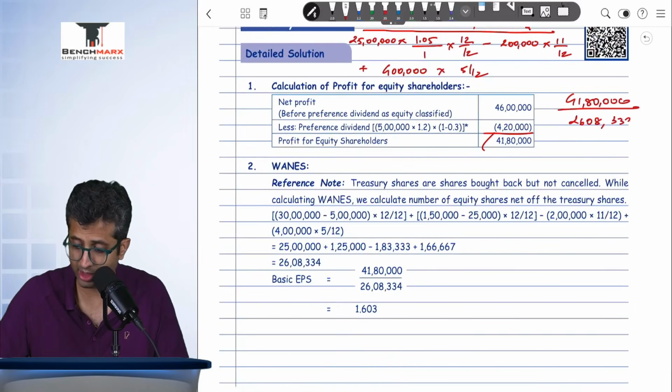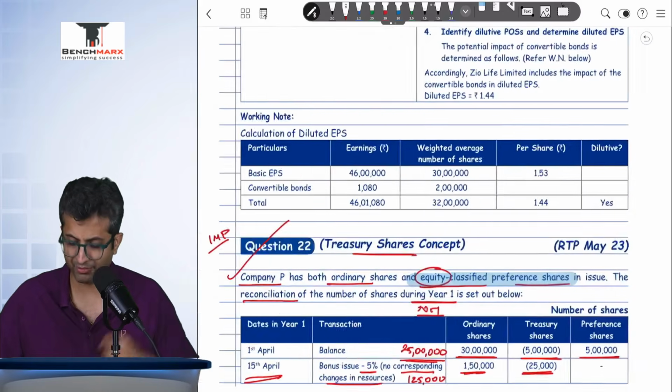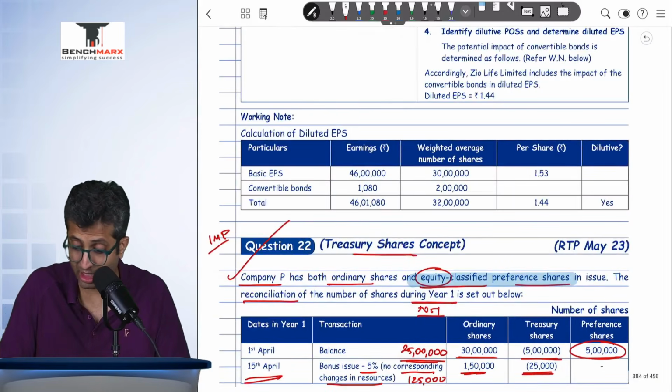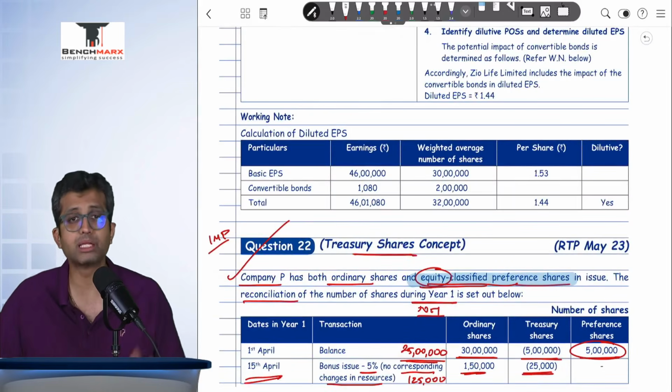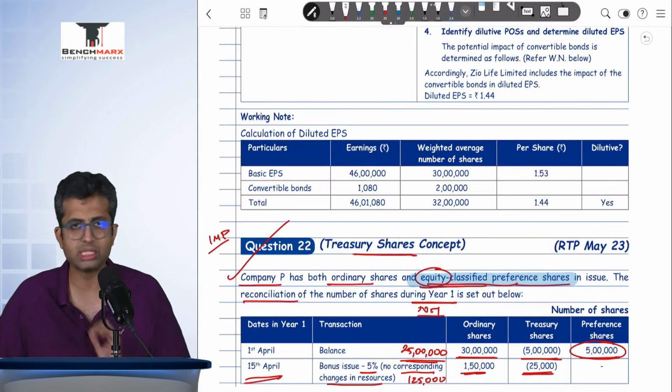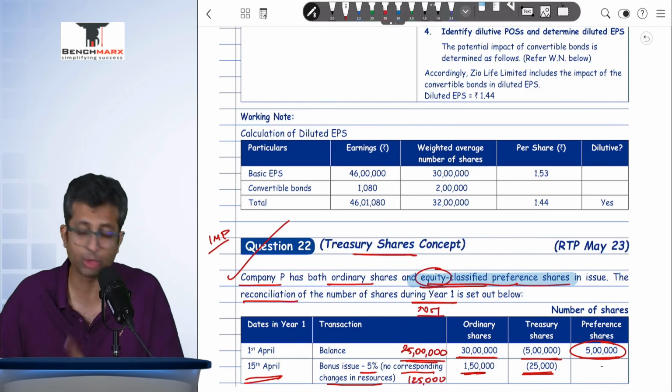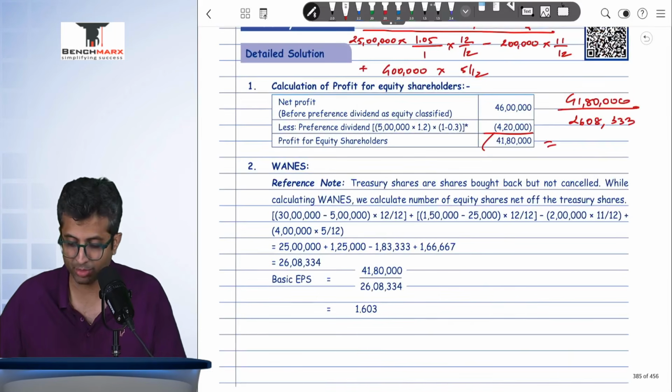8,333. A lot of students think that we will also add the preference shares in the denominator. Why? Because they are equity classified. Remember, EPS is earning per ordinary share, and hence these preference shares, even if they are classified as equity, they are not equity shares, and hence they will not be added into the denominator.